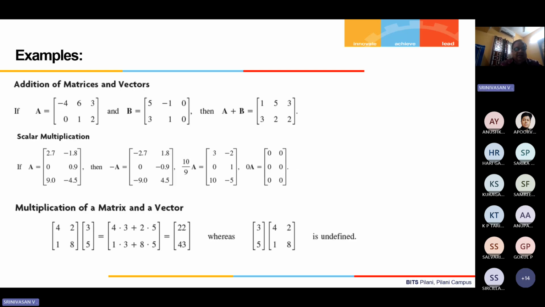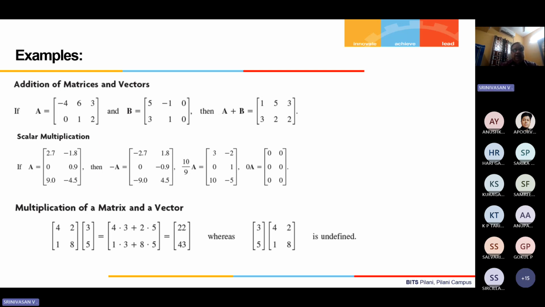Addition of matrices and vectors, in the sense when there are row matrices and column matrices. We just look at A, B. What is A plus B? See, this is of order 3 by 3. This is also of 3 by 3. So the first condition, they are of the same order. Corresponding entries are to be added. So A plus B equals minus 4 plus 5, plus 1; 6 minus 1, plus 5; 3 plus 0, 3; 0 plus 3, 3; 1 plus 1, 2; 2 plus 0, 2.